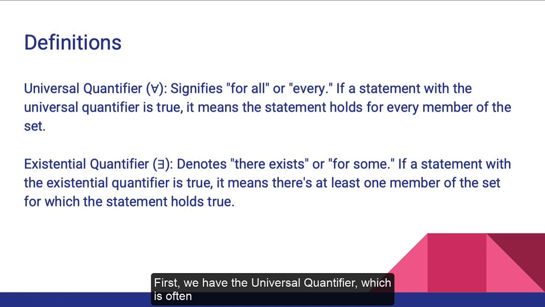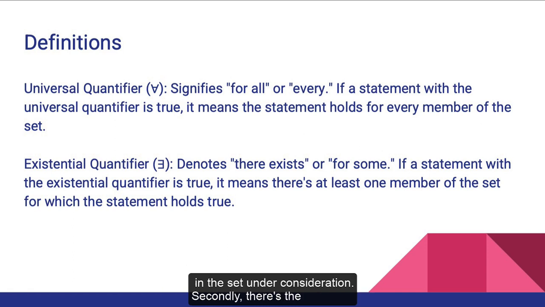First, we have the universal quantifier, which is often represented by an upside-down A. This quantifier essentially means for all or every. If a statement uses this quantifier and that statement is true, it's a way to say that the condition or property being described applies to every element in the set under consideration.